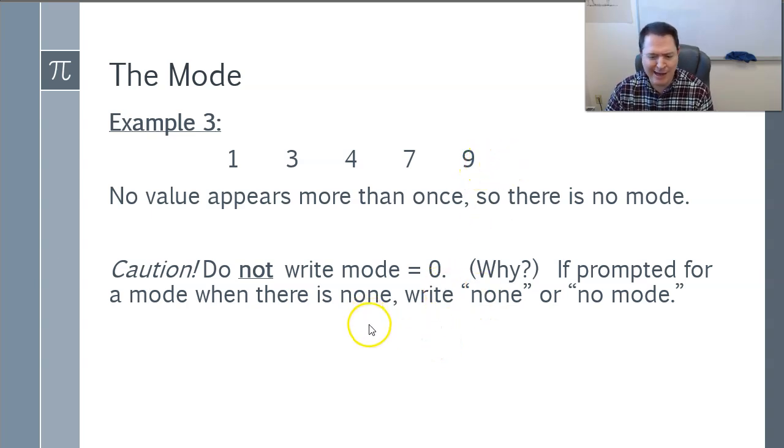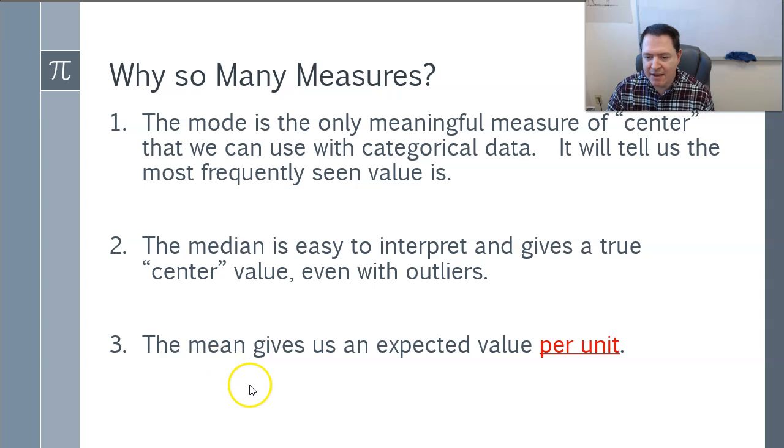Just write none, NA, no mode, right? Any of that's reasonable in an exam situation. If you're doing online homework, it will tell you what to write if there's no mode. But just make sure you're not writing this 0. That's not what that would mean, okay? So just be aware of that, that I could have no mode, I could have one mode, or I could have multiple modes, right? It's all possible, which makes this kind of an awkward measure to deal with, but it does have a purpose, right?